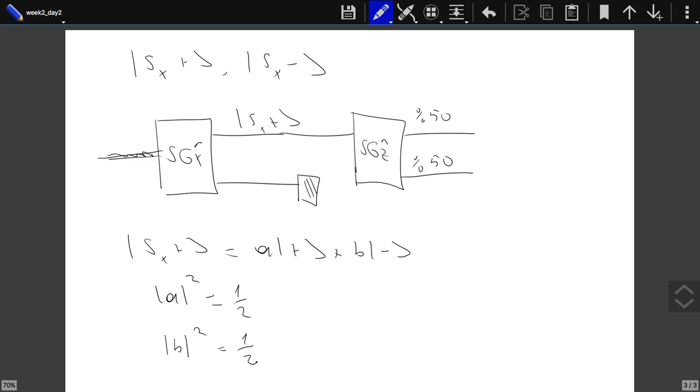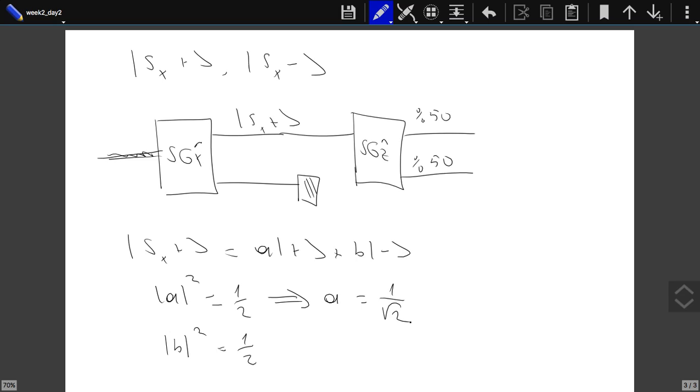Well, if the absolute value of A squared is 1 over 2, this tells me that A should be 1 over square root of 2. Do you agree? Experiment tells me that the absolute value of A squared should be 1 over 2. So may I conclude that A should be 1 over square root of 2?